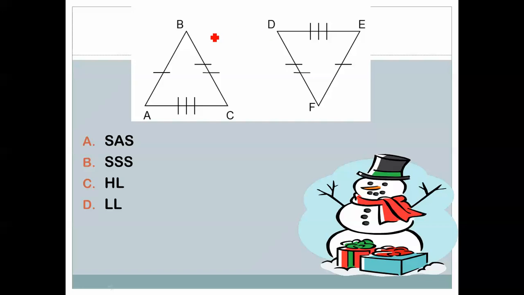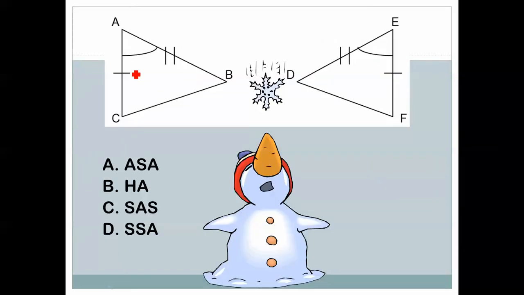This one is side, side, side. Three sides bonded together in the two triangles. One side bonded to another side, bonded to another side. Side bonded to a side, bonded to a side. So this one would be side, side, side. This one is a side bonded to an angle that's bonded to another side. And this one matches it. A side bonded to an angle, bonded to another side. So this is side, angle, side.